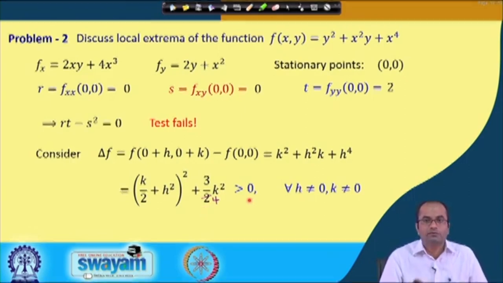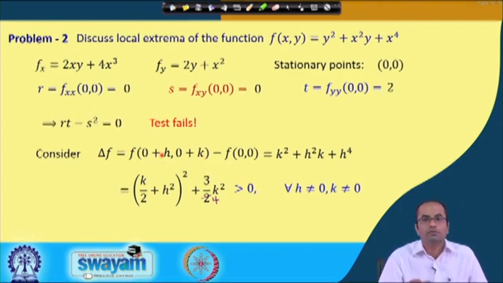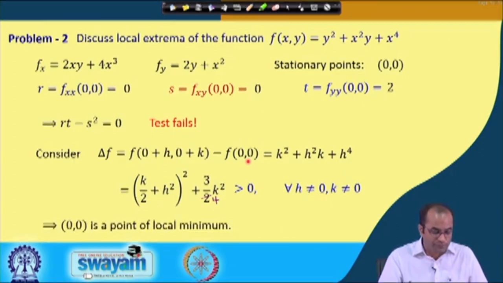And what does that mean? That in the neighborhood, whatever point we take and however small this neighborhood is, this delta f is positive. So, if this is positive, that means in the neighborhood the function is taking larger values, and then this (0, 0) has to be a point of local minimum. So, this (0, 0) is a point of local minimum.